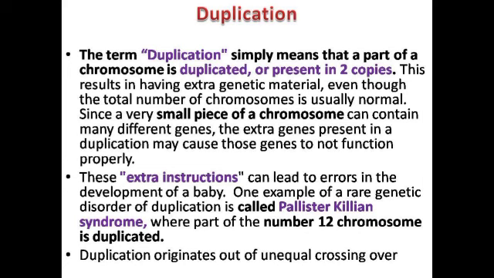The term duplication simply means that a part of the chromosome is duplicated or present in two copies. This results in having extra genetic material even though the total number of chromosomes is usually normal. These extra copies can lead to errors in the development of the baby. One example of a rare genetic disorder of duplication is Pallister-Killian syndrome, where part of the number 12 chromosome is duplicated.